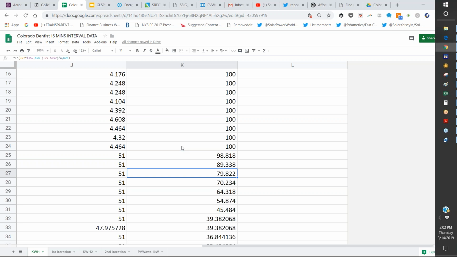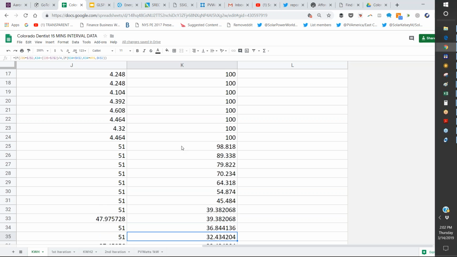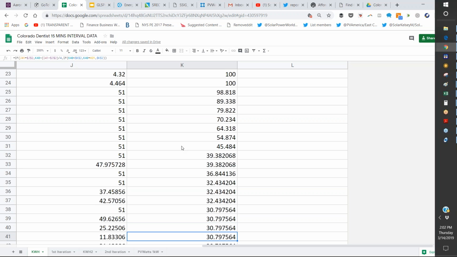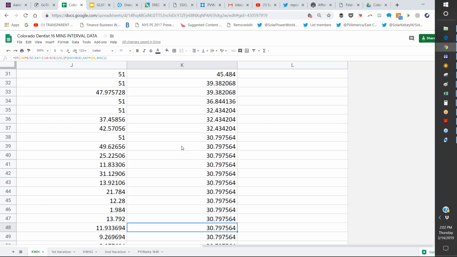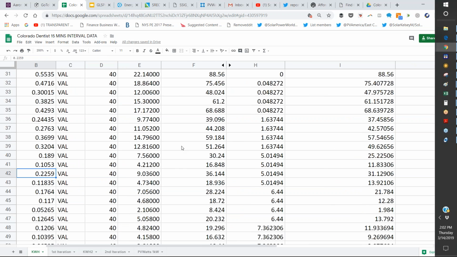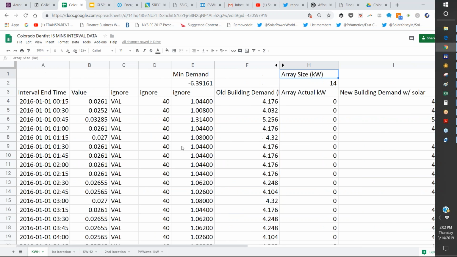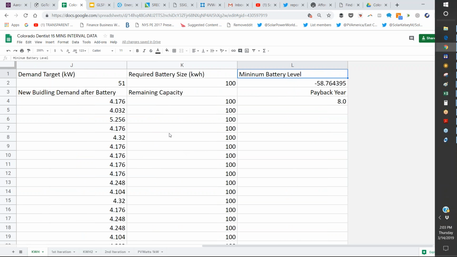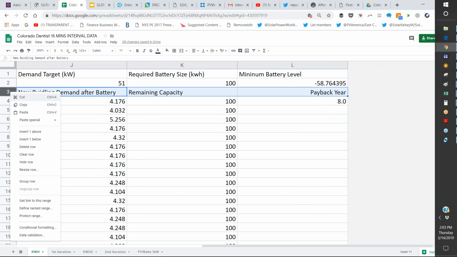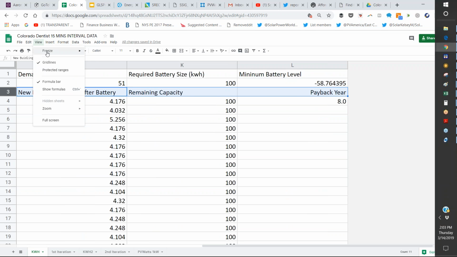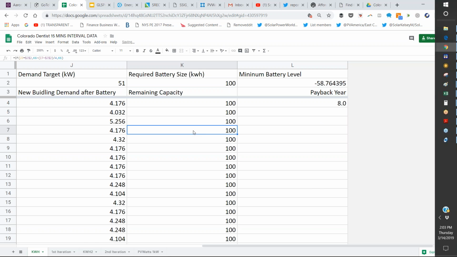Same thing for the next hour, and the next hour, and the next hour. And what we see is our battery load level starting to deplete, and it keeps going down and going down. Well, what's happened at this point, let's see if I can... How do I do this? I learned this recently. Freeze up to row 3. There we go.